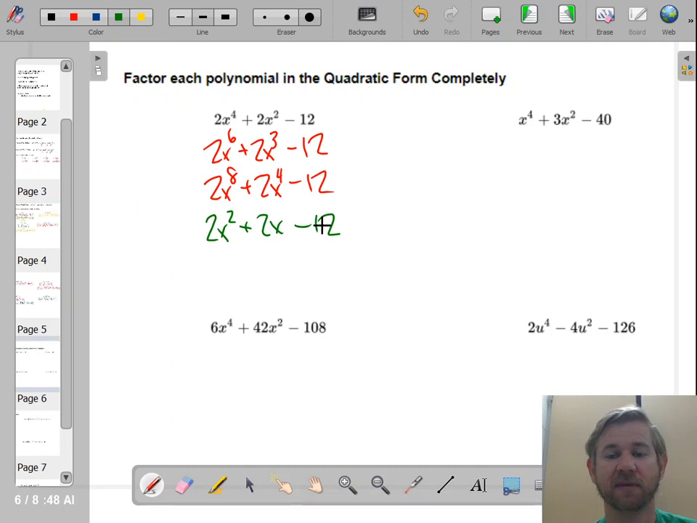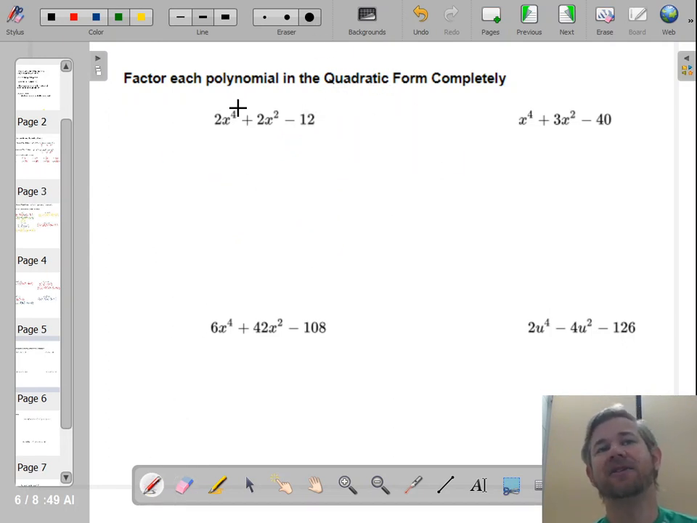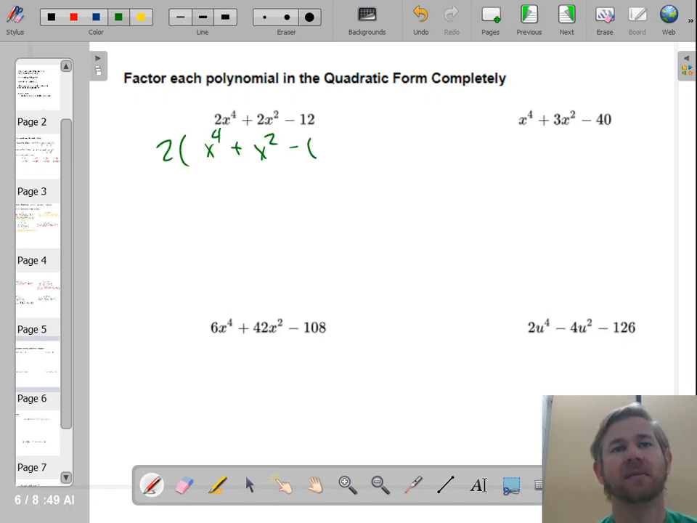We're going to do split the middle for all of them. If you gave me this problem in green, I would do GCF, I'd bring out a 2, and then I would split the middle. Well, that's what I'm going to do here, but it's a higher degree polynomial, so let me show you. First we'll do GCF. Now we have x to the 4th plus x squared minus 6. Now this is a trinomial, and we're going to split the middle.